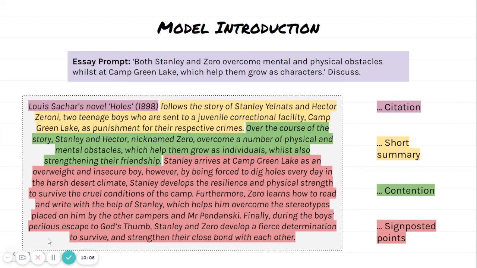Finally, during the boys' perilous escape to God's Thumb, Stanley and Zero develop a fierce determination to survive and strengthen their close bond with each other. That is my third and final main point, which means that's what I'm going to be talking about in my third body paragraph. So, ladies and gentlemen, this is a model introduction using the 4 essential elements: a citation, a short summary of the story, my contention, and my 3 signposted points.